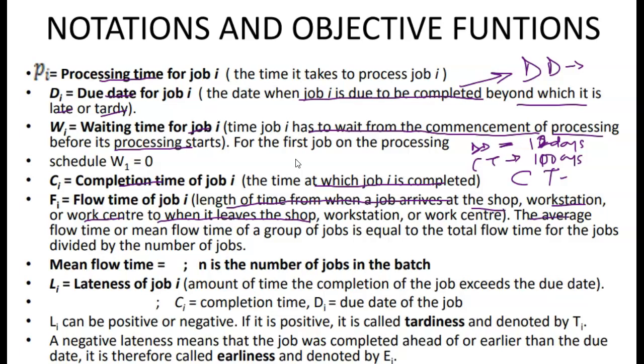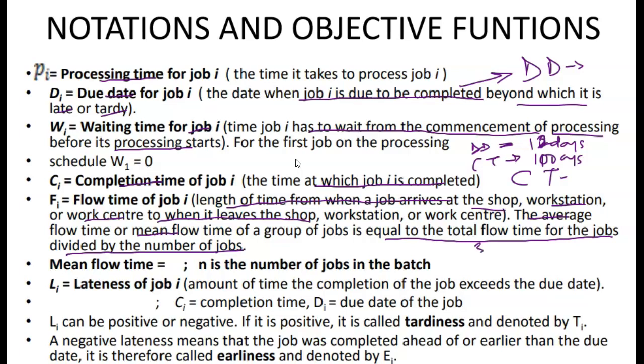The average flow time or mean time. In our question, they may tell us average flow time or average mean time. It's the same thing. The average or mean of a group of jobs is equal to the total flow time for the jobs divided by the number of jobs.